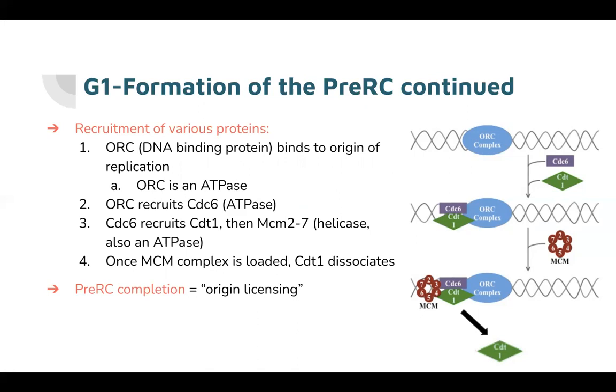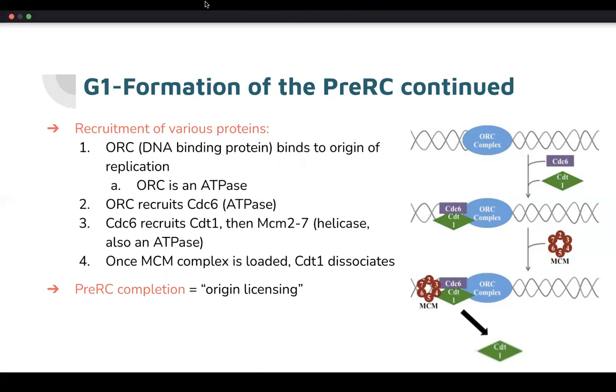So once we have this pre-RC formation, this is called origin licensing, right? Any questions on this mechanism here?